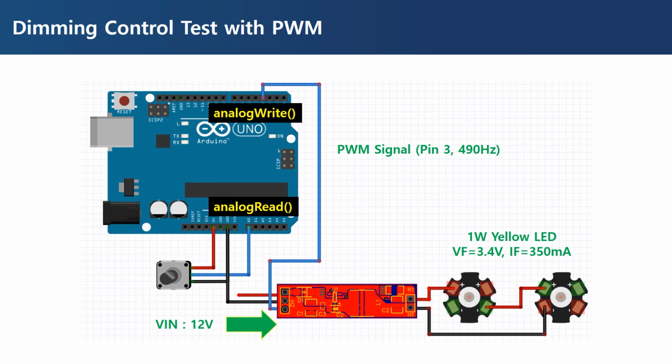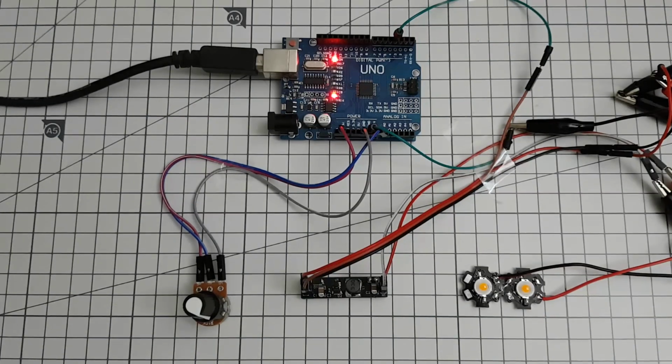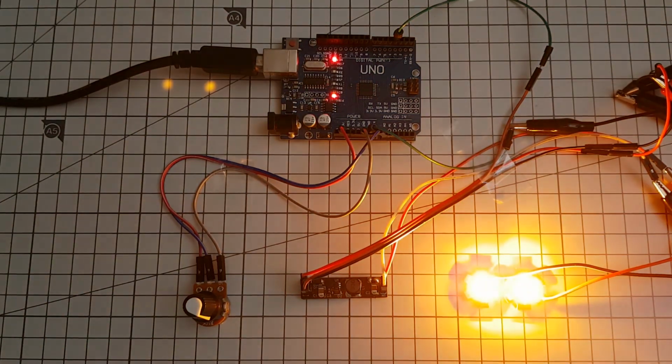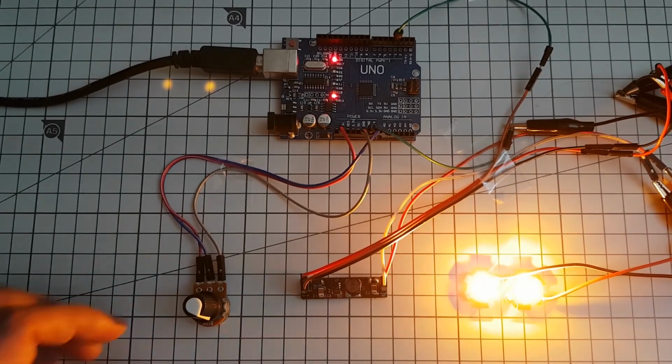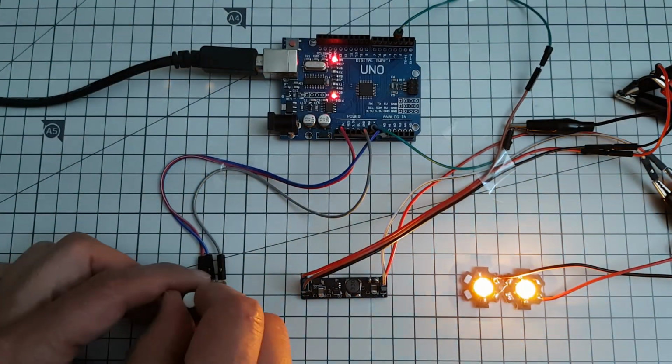Now for the demo. This is the configuration for testing the LED driver we have designed. The potentiometer sets the voltage level, which is read by the Arduino analog pin. The Arduino then generates a PWM signal according to the level of the analog input for dimming control. When we apply the power, you can see the LEDs are brightly lighted up. Dimming control using PWM is also working well.